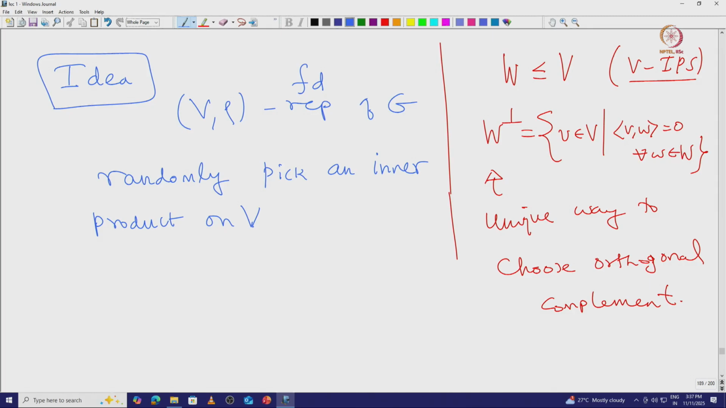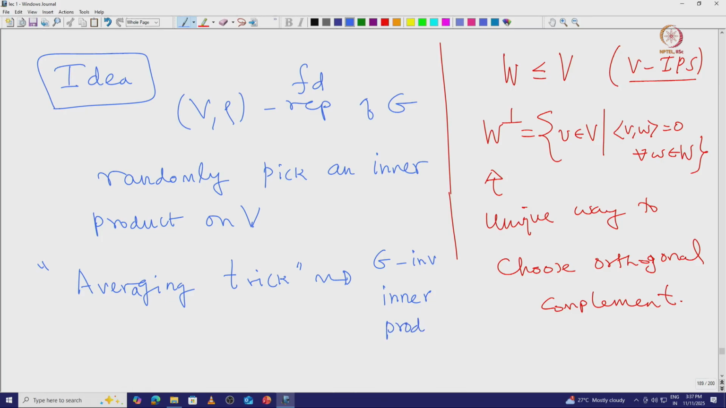Now this random inner product may not be helpful. So, what we do is use this averaging trick. This averaging trick helps us to average the inner product, and using it we will actually get what is called a G invariant inner product.